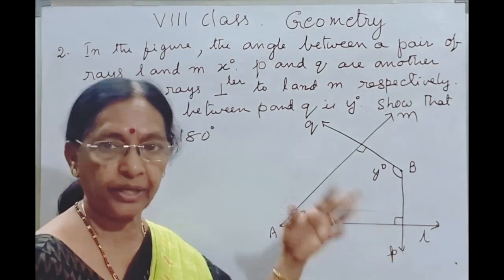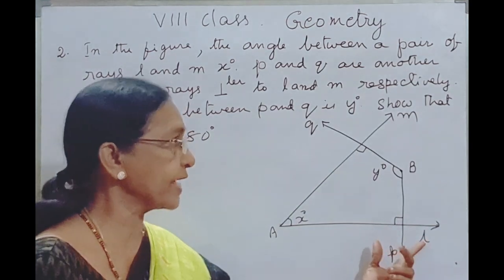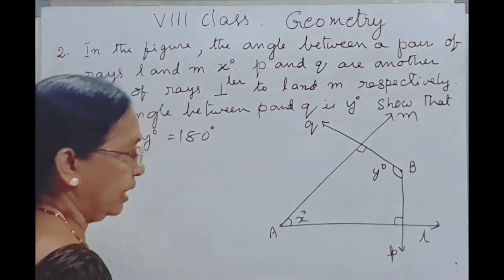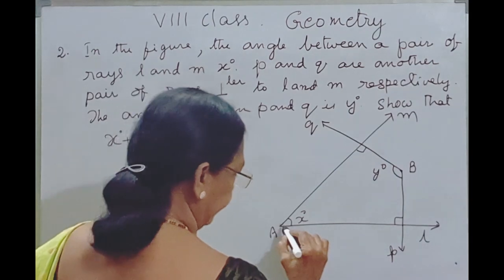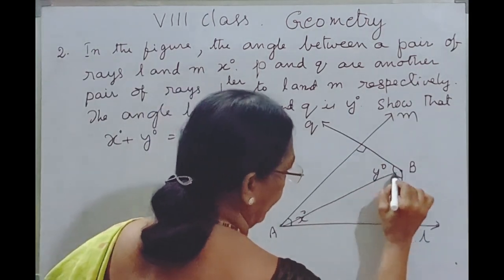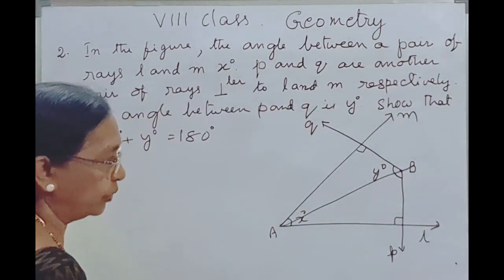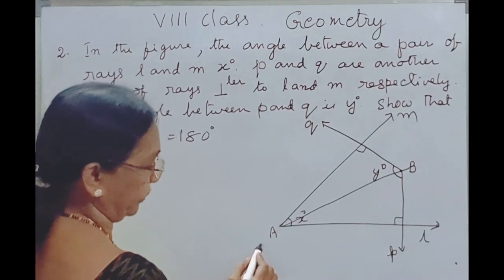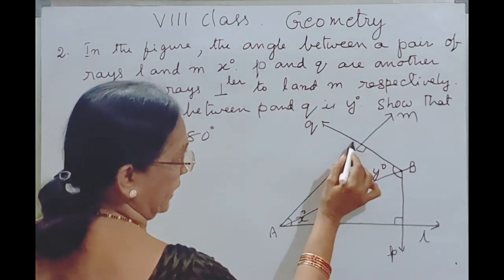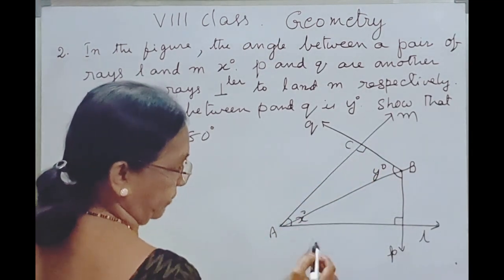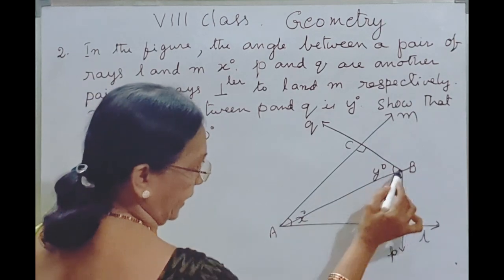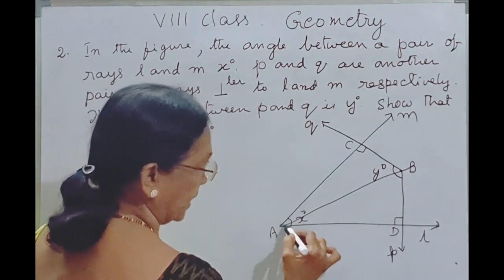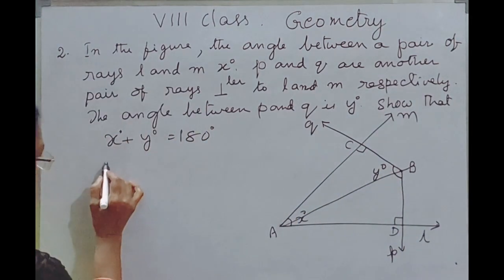The rays P and Q are perpendicular to the rays L and M. Now join AB. We will join AB. Now two triangles are formed, triangle ABC and this triangle ABD. So consider the triangle ABC.